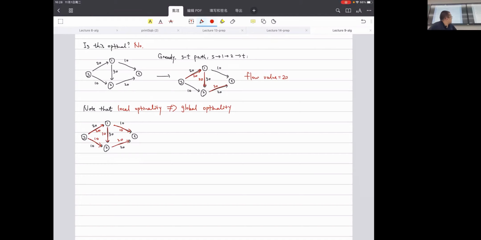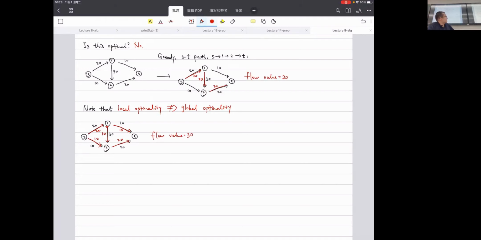We can clearly see that this is also a flow, because these numbers satisfy the capacity constraint. Looking at vertices 1 and 2, it also satisfies the conservation constraint: the in value and out value at vertices 1 and 2 are balanced. And for this flow, looking at S or T, the final flow value is actually 30.